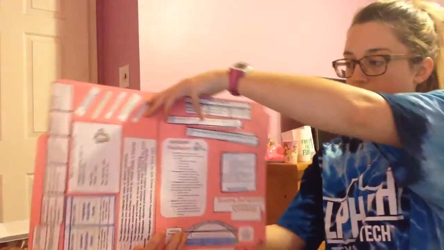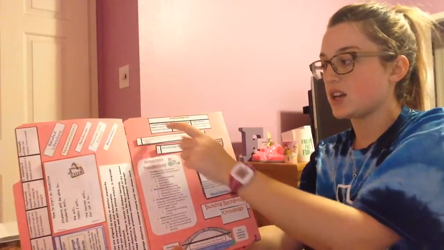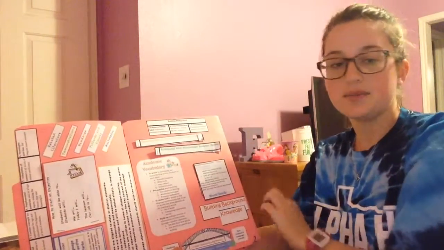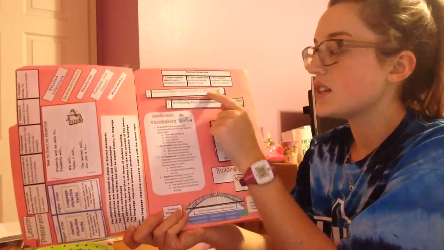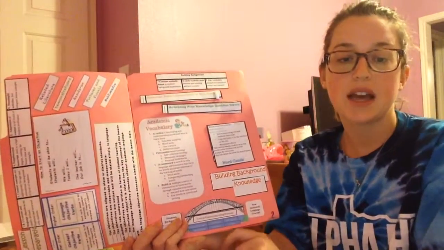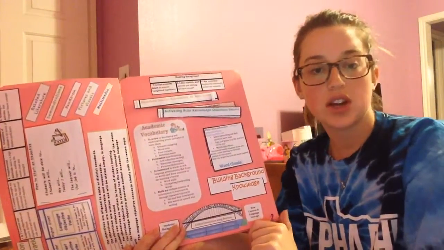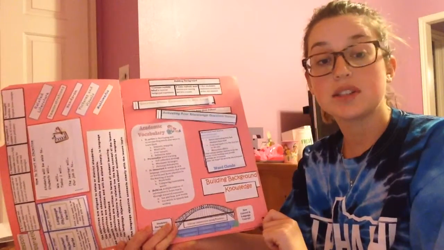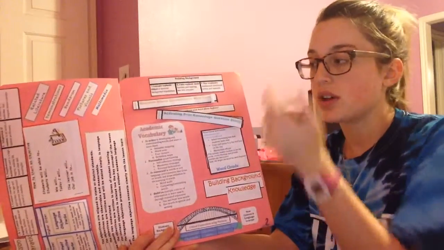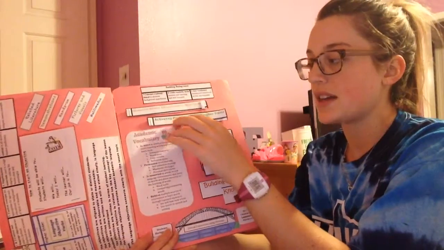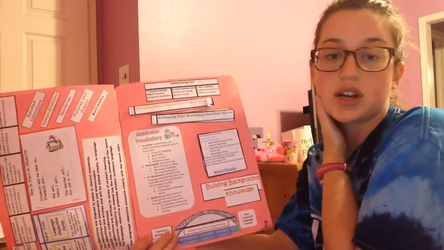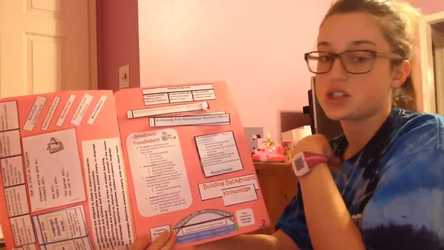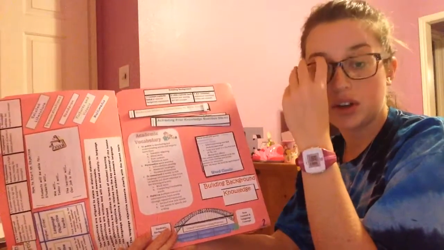Next we have building background knowledge, and it has 3 indicators, 7, 8, and 9. Here we have 2 flip books, question stems, connecting to new content. So this is basically asking your students if they know anything about the content that you're about to teach or they're going to learn about. And then you have activating prior knowledge question stems. So you can talk to your children about their personal connections possibly to what y'all are going to be learning about.